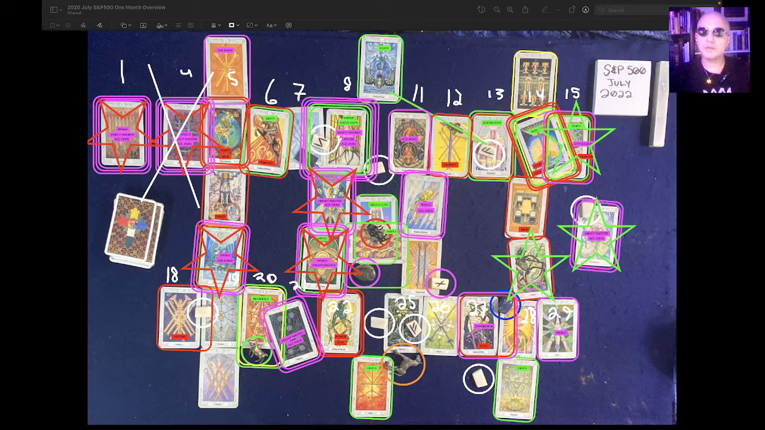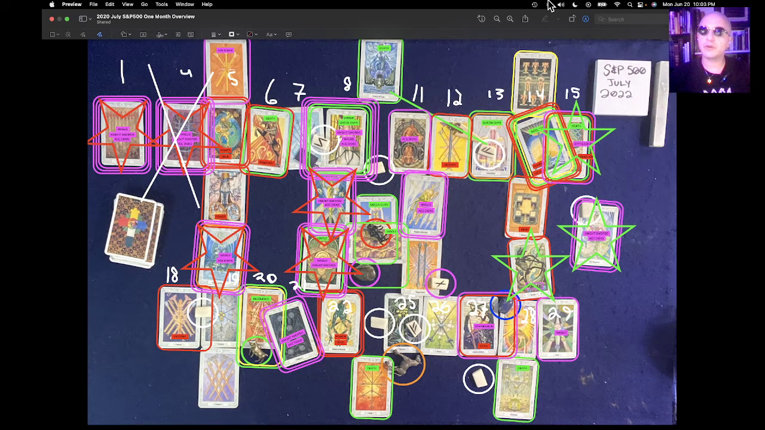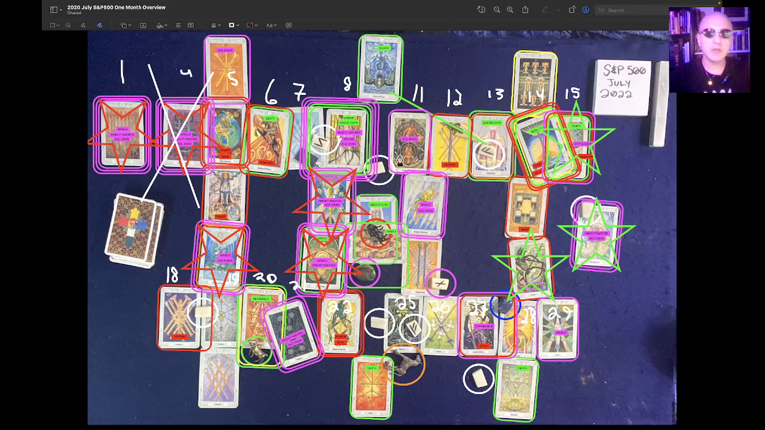This is the S&P 500 one-month overview reading for July 2022. It's currently June 20th, 2022, 10:03 p.m. So the overall theme and behavior is going to be a move higher through a horizontal resistance level, followed by we stay there briefly above it, and then we break back down through it. The move up and the move down through the price level are likely about equidistant.